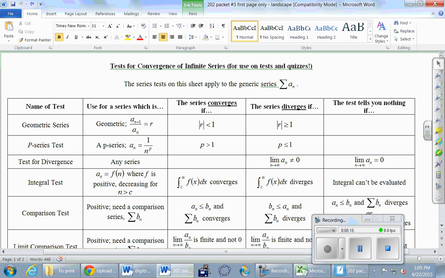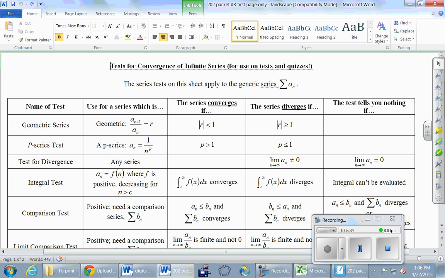Okay, the test tells you nothing, however, if the terms do go to 0. So we've got to make sure we don't read anything into that test that isn't there. Just because terms are going to 0 doesn't mean the series converges. For example, 1 over square root of n, those terms go to 0 as n gets big, but the series itself diverges if you add them up forever.